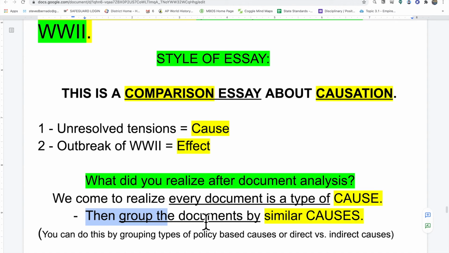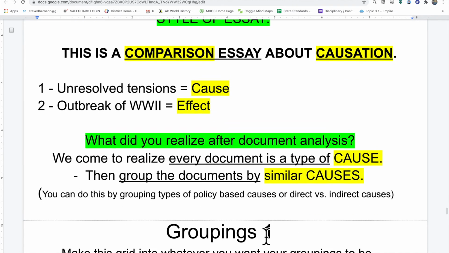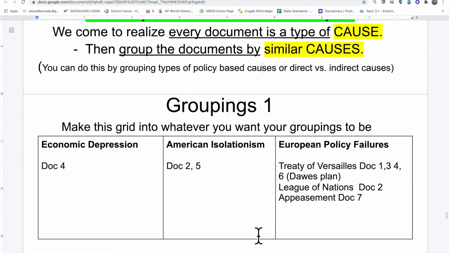Well, what do we do? Group the documents by similar causes. You can do this in a variety of ways. So you can do this by grouping types of policy-based causes, or you can do this by grouping direct versus indirect causes. Those are two ways that you can do it. Let's look at the first set of groupings. All right, the first I've broken into three groupings. The first is economic depression. The second group is American isolationism. And the third group is European policy failure.